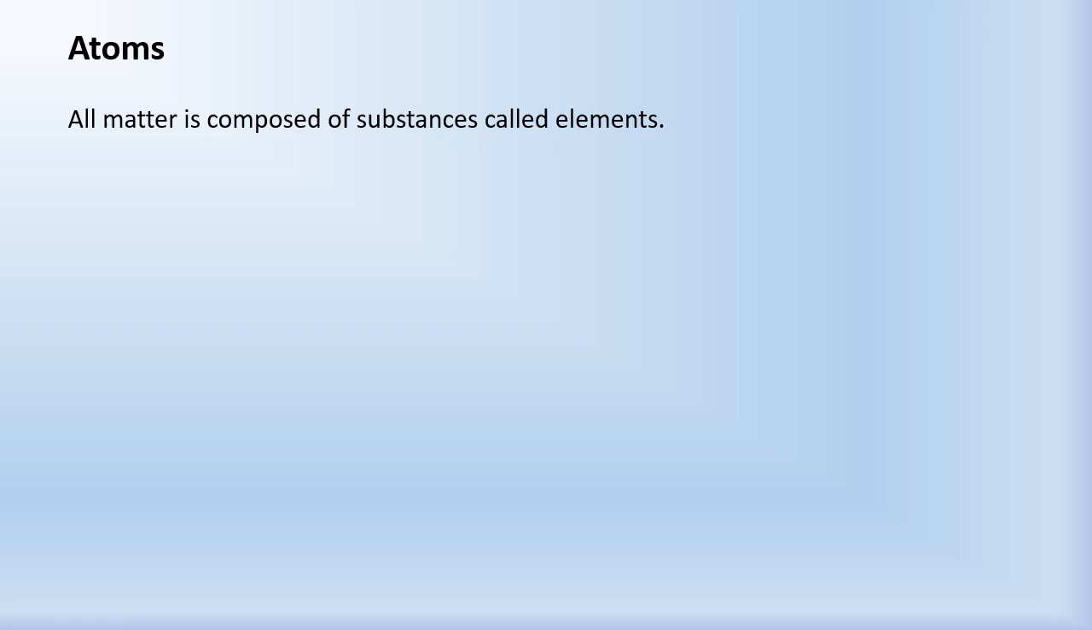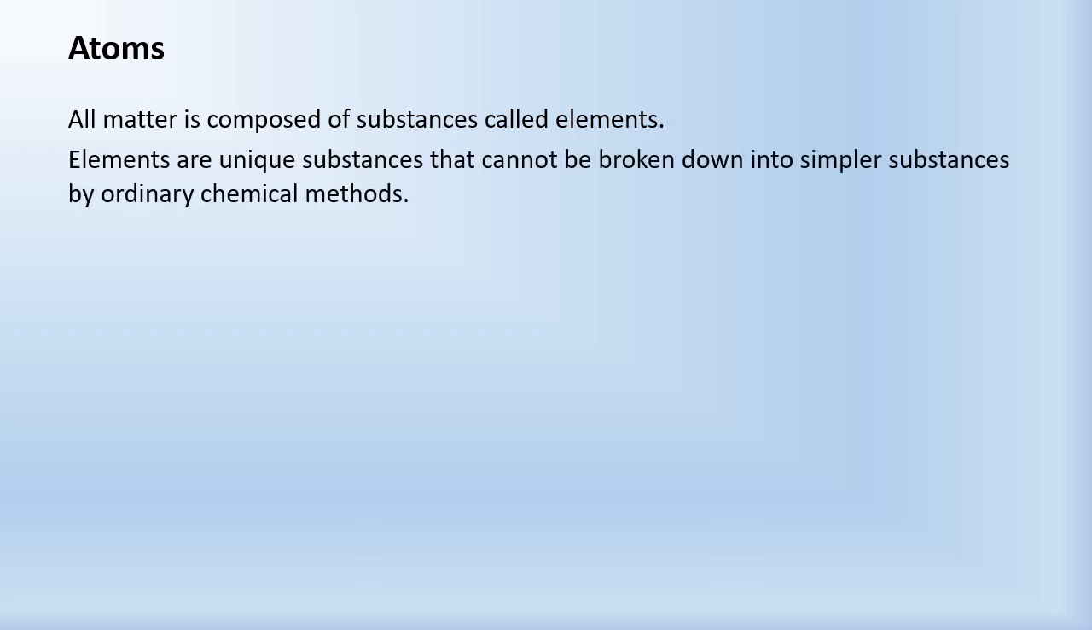Atoms. All matter is composed of substances called elements. And matter is basically anything that occupies space and has a mass. Elements are unique substances that cannot be broken down into simpler substances by ordinary chemical methods. And new elements are still being discovered. Each element is composed of atoms. Atoms consist of subatomic particles called protons, neutrons, and electrons.